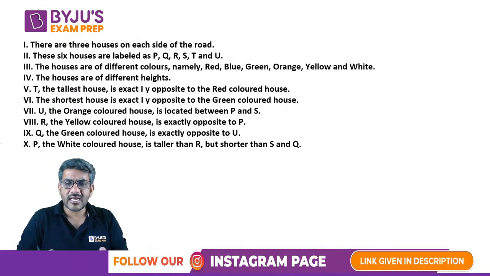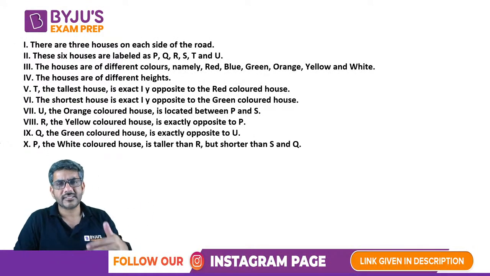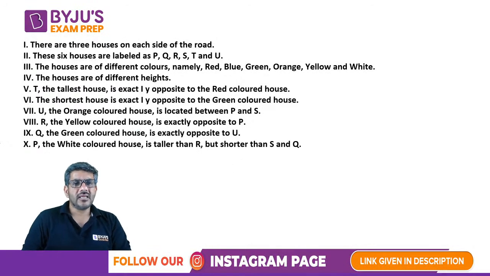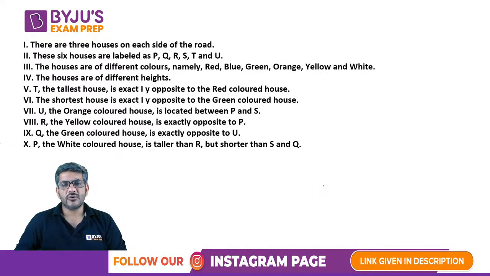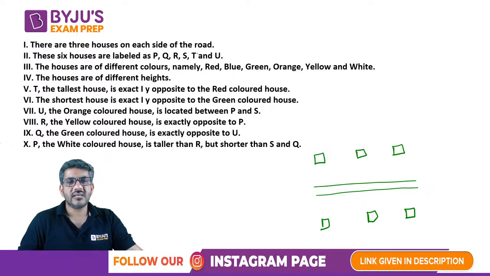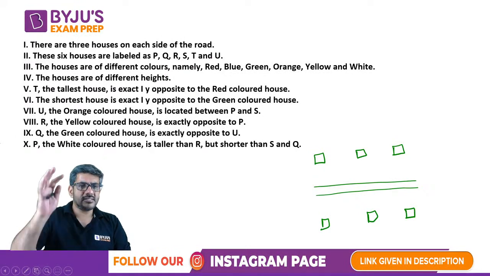So Suraj, anyways, I think I have already given you a minute extra, so we can start doing it now. So 6 houses are there, P, Q, R, S, T, U, on each side of the road. Let us say this is your road. On one side we have 3 houses, and on the other side we have 3 houses. The 6 houses are labeled as P, Q, R, S, T and U. The houses are different colors, different heights.